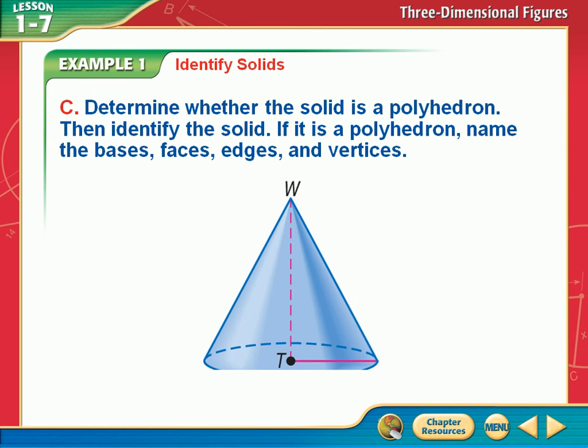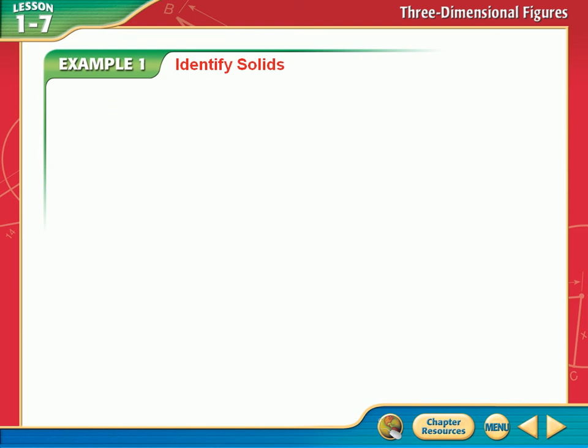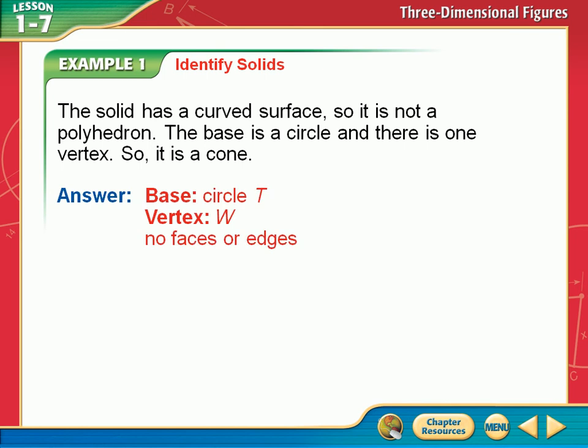Let's keep going. Ooh, what about that thing? What's that thing? First of all, is it a polyhedron? No, it's not. Okay, identify the solid. You just said it. What is it? It's a cone. Okay. It says if it's a polyhedron. Well, guess what? It's not a polyhedron. So do I have to name the bases, faces, edges, or vertices? No. It does have one vertex, though. What is it? How about W? It's a cone. It does have a vertex, W. It has no faces or edges, and the base is a circle. Okay? All right. You with me?